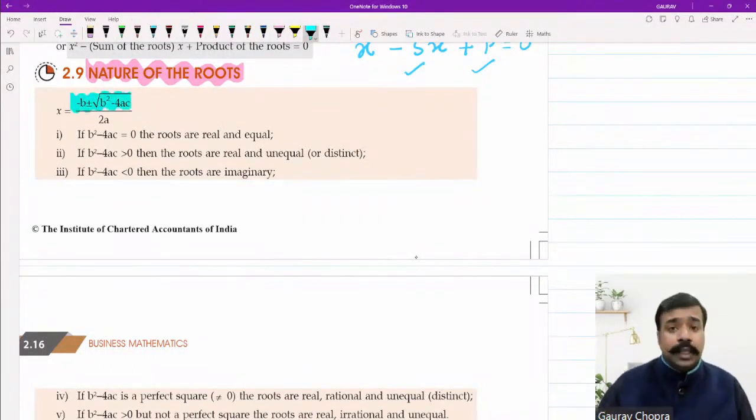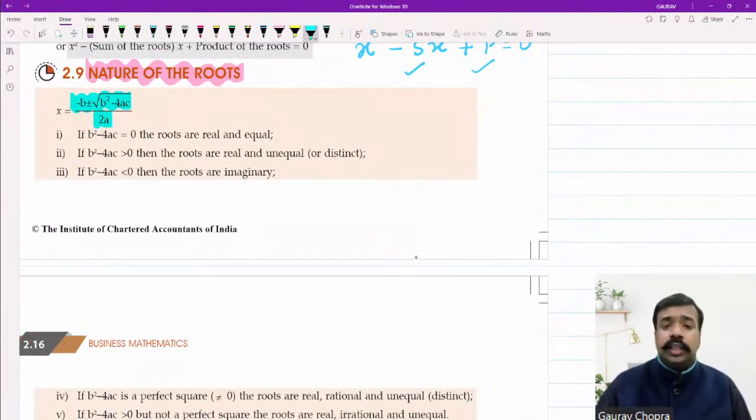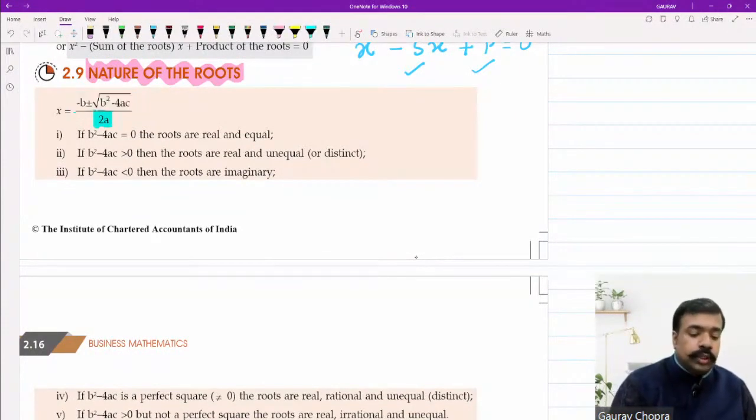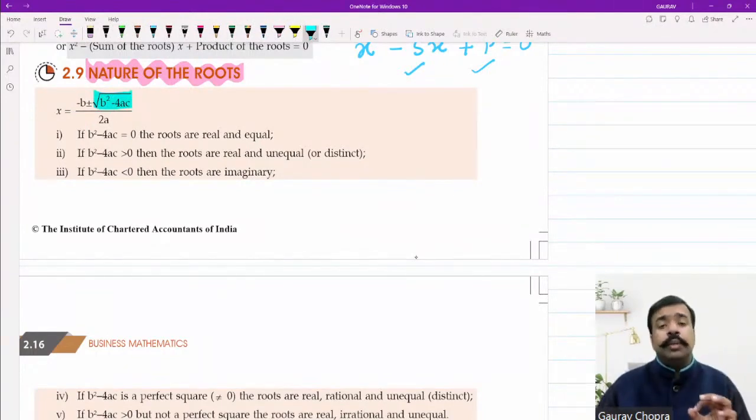So in order to calculate the root, we had learned this formula: minus b plus minus root of b square minus 4ac upon 2a. So this we had learned in the initial part of the quadratic equations. Now, what kind of solution will we get? What kind of roots will we get? It all depends on this one portion, and that portion is basically b square minus 4ac. The nature of roots is simply dependent upon this root portion.